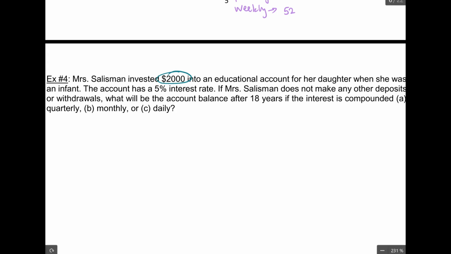So let's go ahead and pull out important information. So this $2,000 is my P. This 5% is my rate. Don't forget, we have to write it as a decimal. T is going to be 18 years, and then quarterly, monthly and daily will each have certain values for n. So quarterly is 4 times a year, monthly is 12, and daily is 365 times.